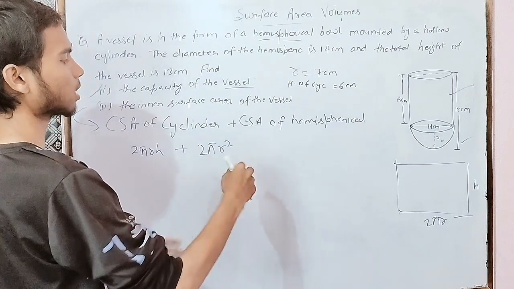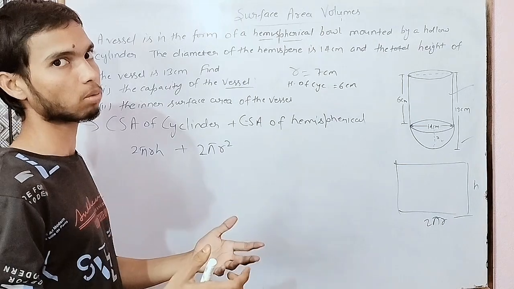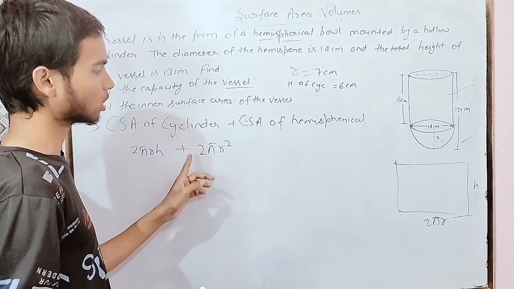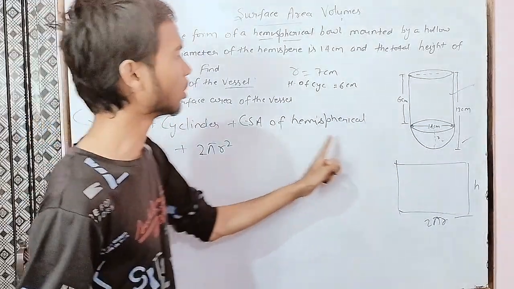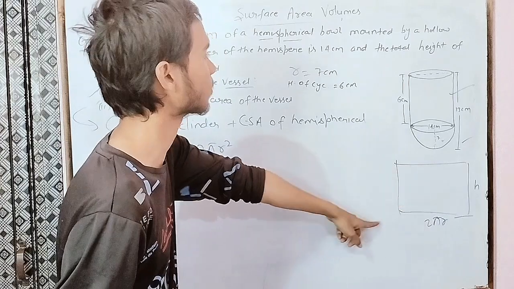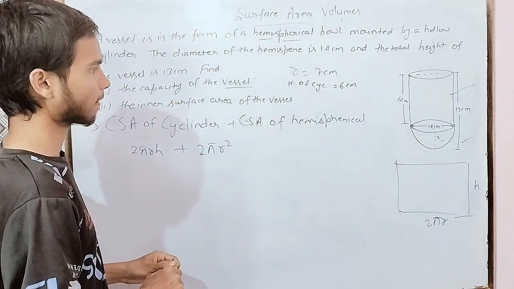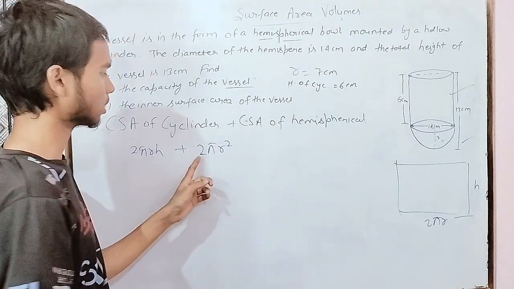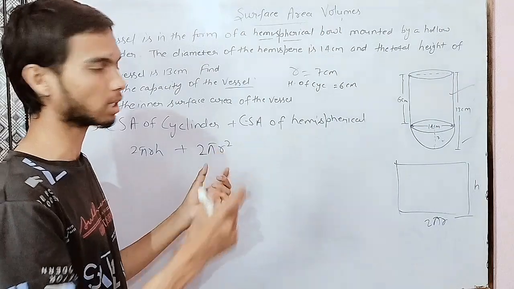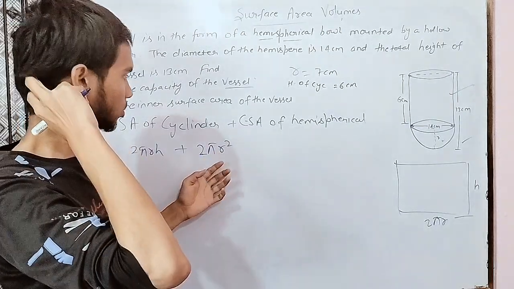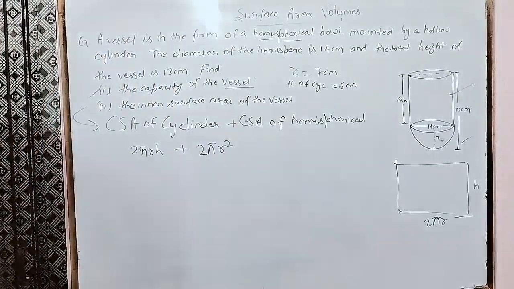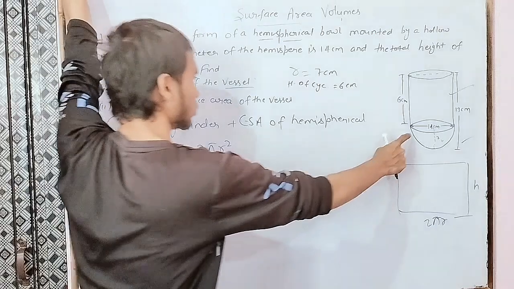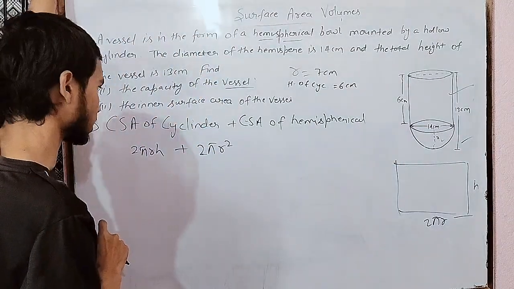Here remember, just pi r square is the formula of a circle. 2 pi r square is not the formula of a circle. So pi r square is the formula of a circle, and when we multiply by 2, it becomes the formula of the curved surface area of a hemisphere. And 2 pi r is the formula for the circumference of a circle. And you already know this is not an exact circle.